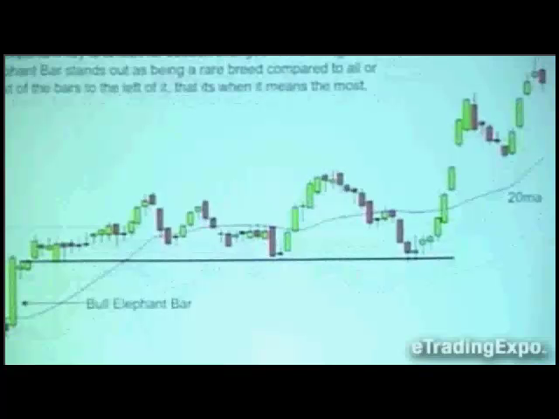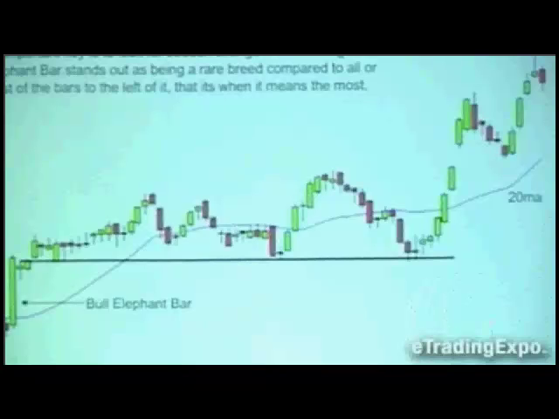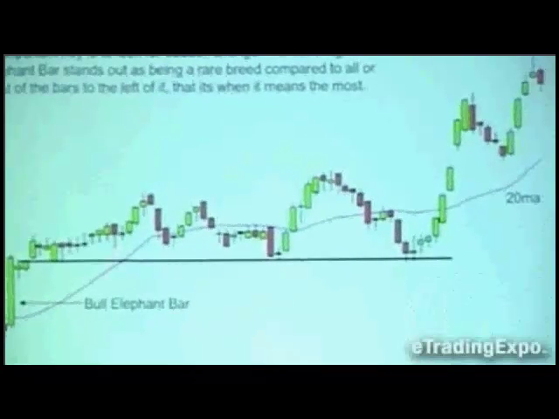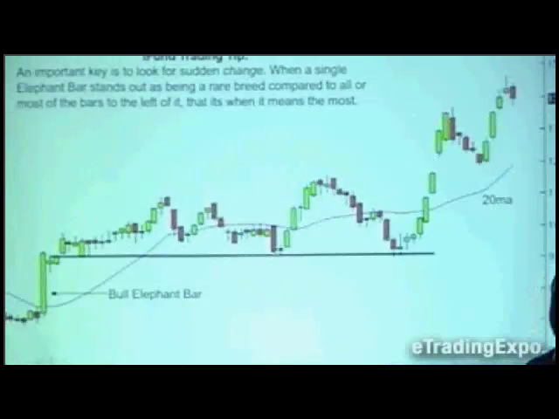Now, bull elephant bar, look at the bars to the left of it. It's clearly taller, fatter, stronger, bigger than most of the bars to the left of it. And where is it occurring? At or near the 20-period moving average. All right? At or near the 20-period moving average. Is this a buy bull elephant bar? What would you think about doing on this bull elephant bar? Taking some profits off the table. What would you think about perhaps doing with this bull elephant bar? Maybe perhaps putting some of it back on.